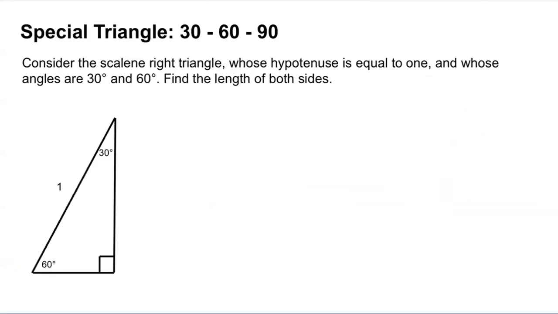So now let's look at our next right triangle, the 30, 60, 90. We're going to consider the scalene right triangle, whose hypotenuse is equal to 1 and whose angles are 30 and 60. And we're going to find the length of both sides. This one is different because these two side lengths aren't equal, so we can't as easily use the Pythagorean theorem. These are like two different variables, x and y, for example.